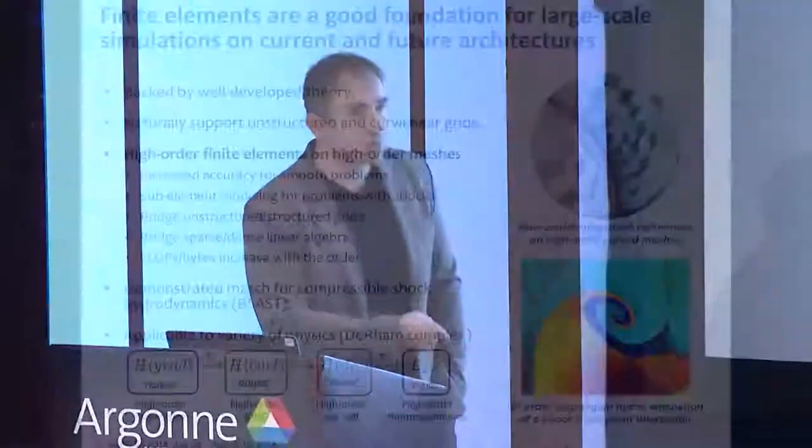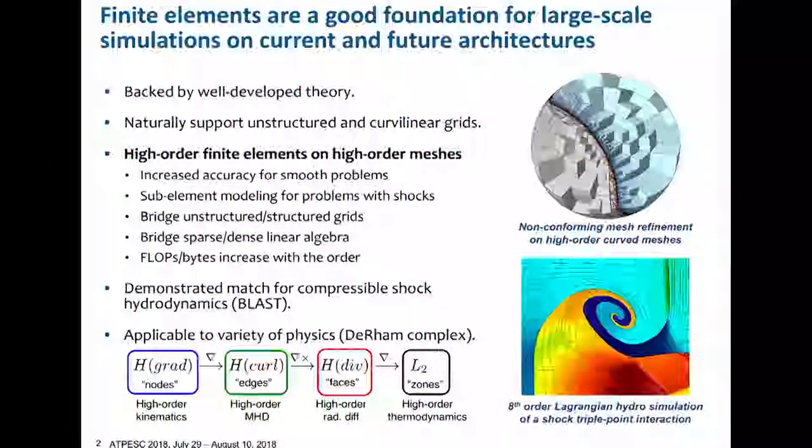Okay? I want to mention that when you apply them to multi-physics problems, one of the really nice things that finite elements bring in is a very natural connection between the spaces where you want to discretize different physics. So for example, kinematics usually is discretized in the space H1, which represents continuous functions associated typically with the nodes, the vertices of the mesh. If you're solving electromagnetic problems, MHD, you usually use the H(curl) space for the electric field. Radiation diffusion problems in flux formulation use H(div). And then thermodynamic quantities like density, energy, pressure are usually discretized discontinuously in L2. This is also where all discontinuous Galerkin methods live.